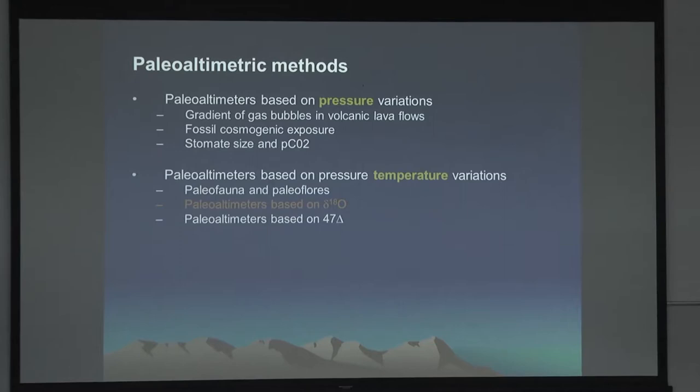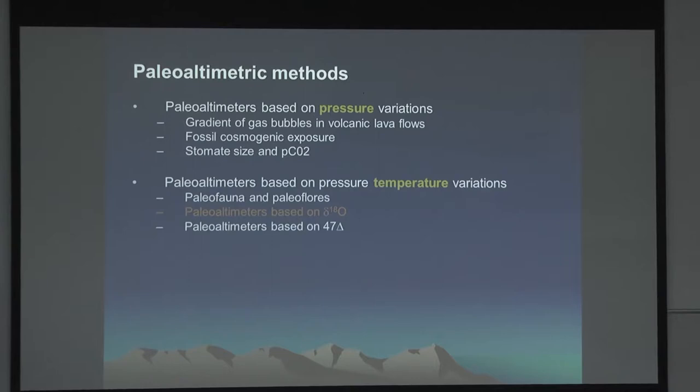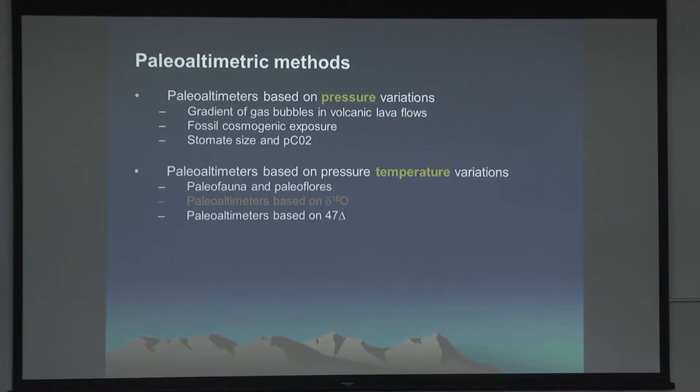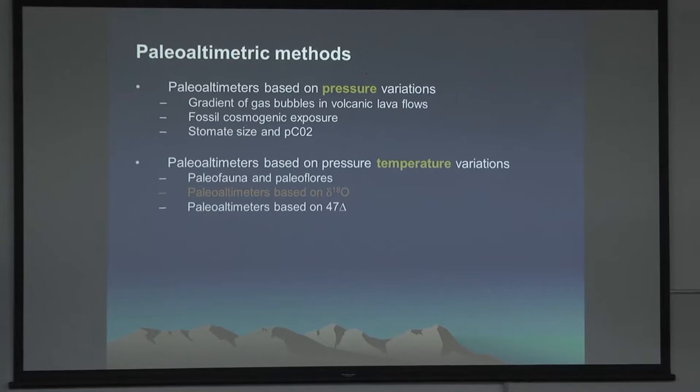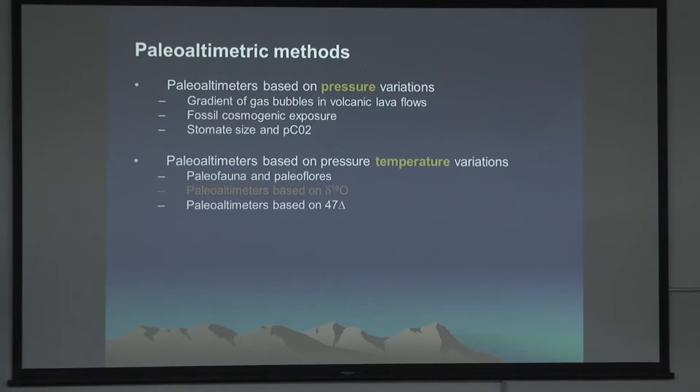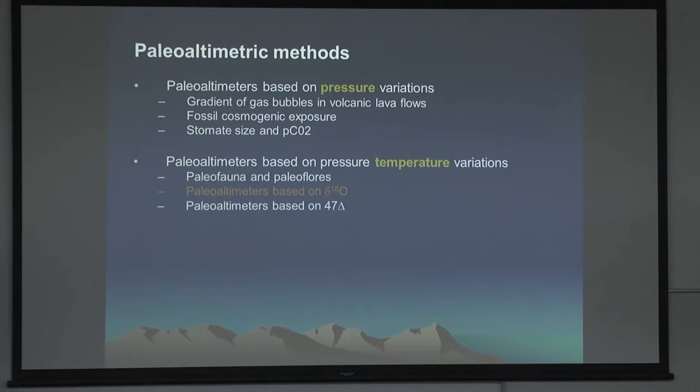But most of the paleoaltimeters used in the literature are based on temperature variation. Historically it was mostly based on paleofauna and paleoflora, considering that they are linked to temperature. More recently, people have proposed paleoaltimeters based on temperature reconstruction using delta 47, which is isotopologues. I will not speak about that today.